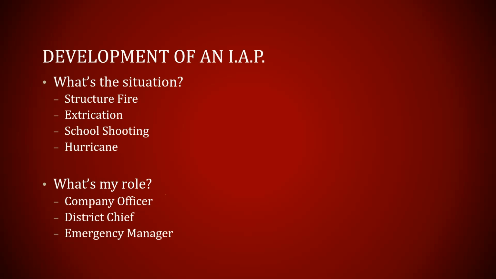The difference between a company officer and a district chief: a company officer is very task driven. He's a working boss. He gets off the rig. Yes, he is the initial command, but he is working. He is stretching lines. He is crawling down hot, smoky hallways. He's putting fires out with his jump seater. So he's more task oriented, where a district chief is more goal oriented. He is looking at the overall scene. He's more of a choreographer, so to speak.